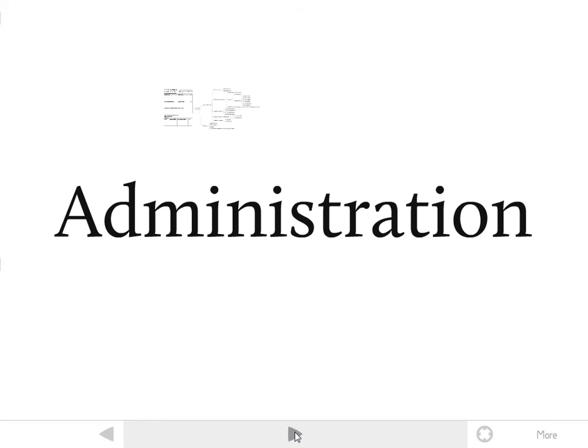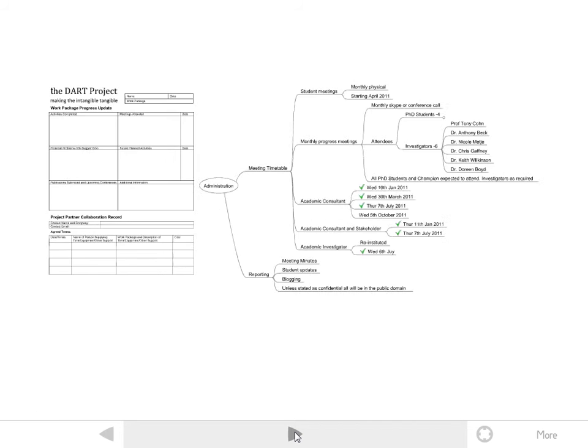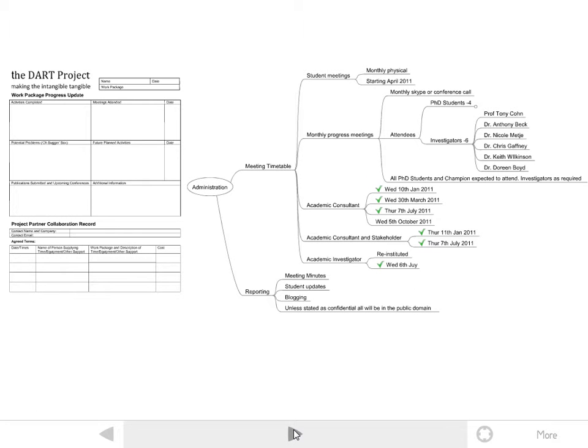Okay, general administration. We have a range of different meetings timetabled. Students meet once a month, broadly physically. We also have a progress meeting monthly, which is held virtually, generally over Skype or conference calling. We meet up with our academic consultants on a 3-month basis, and we've now decided to merge our consultant and stakeholder meetings, which occur once every 6 months. We've reinstituted our investigator meetings so that the investigators can all meet in the same room, and we do that once every 6 months.